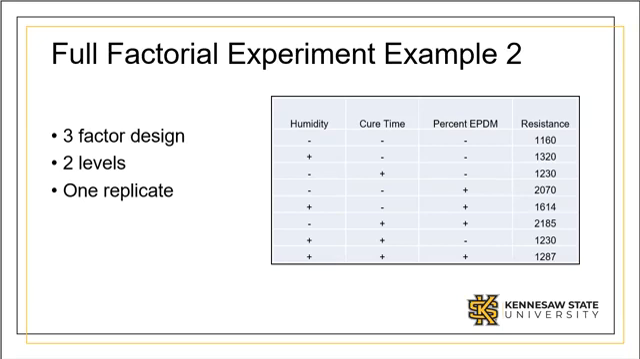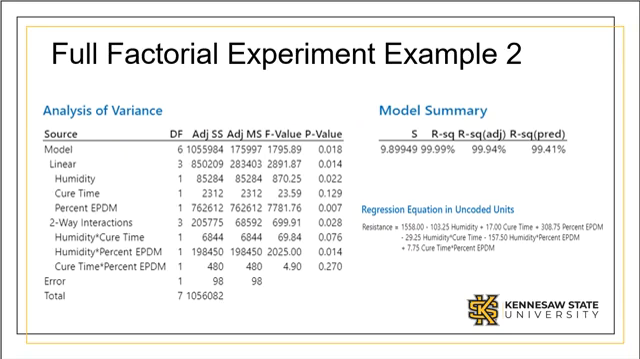Now let's consider this example. We have a 3-factor design with 2 levels and 1 replicate. Here, the response variable is resistance. Humidity, cure time, and percent EPDM are the factors. We will assume that alpha is 0.05. Like before, we run the analysis using an appropriate software. Some of the results are shown here.